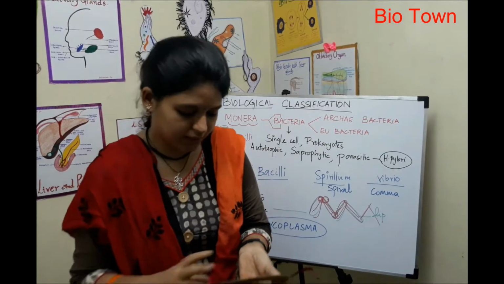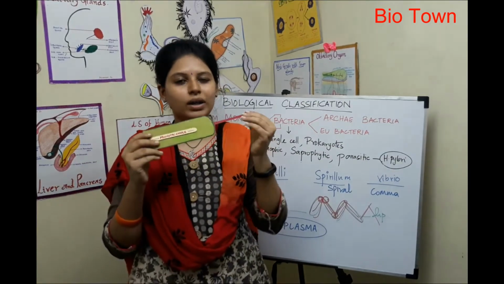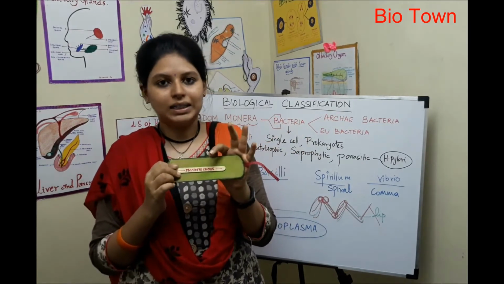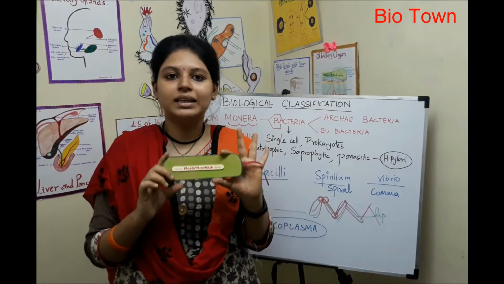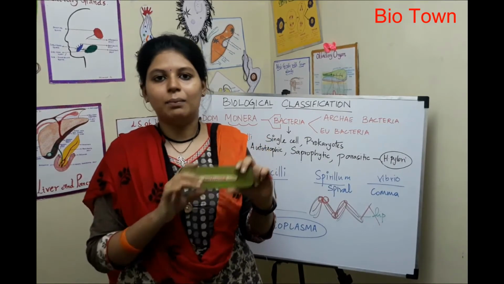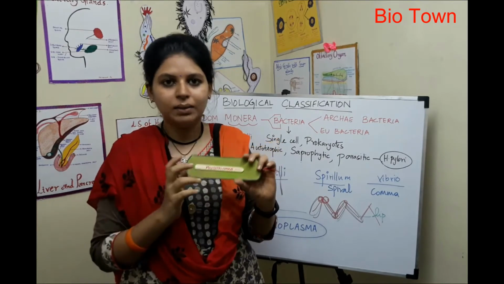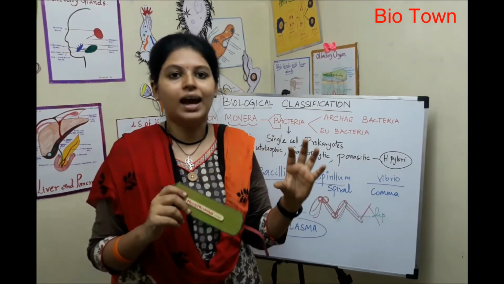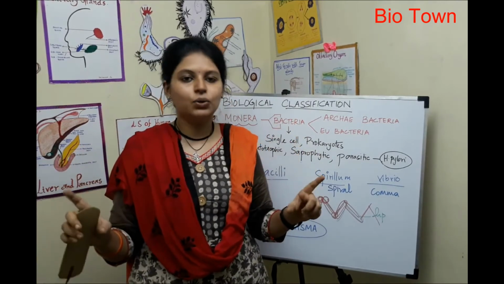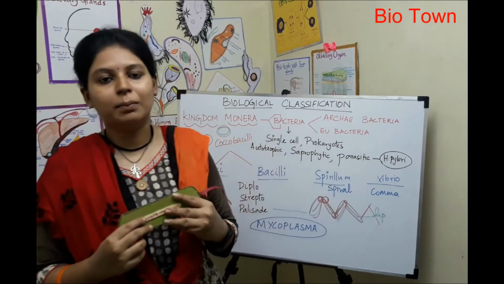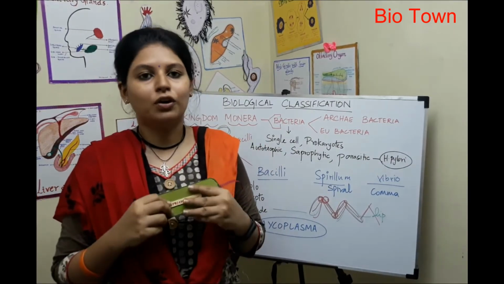Next, we see monotrichous, where there is only one single flagellum on one side of the bacterium. Monotrichous, a single flagellum. Atrichous, no flagellum. Peritrichous, all over the bacterium. Lophotrichous, only towards one end. Amphitrichous, towards two ends. So now we are done with the classification of bacteria based on the position of flagella.